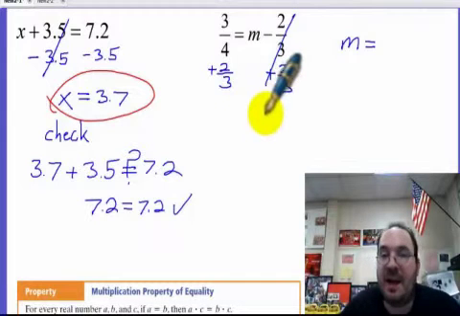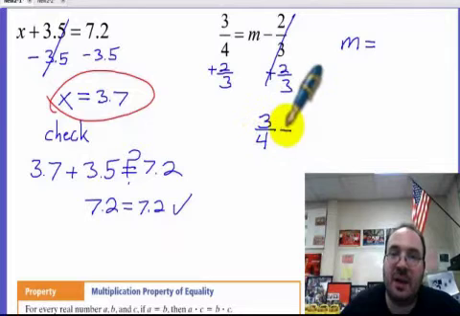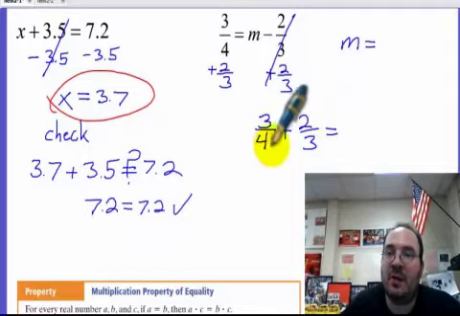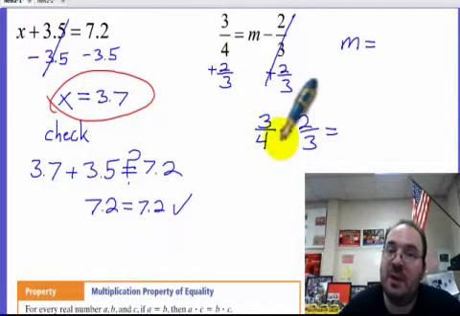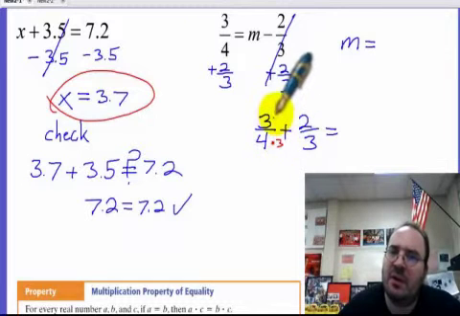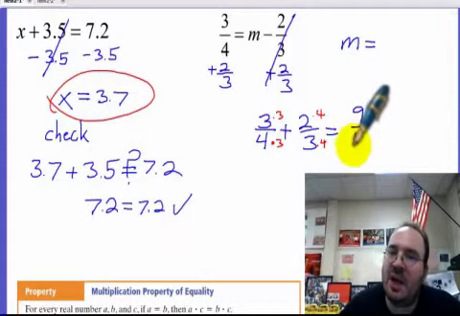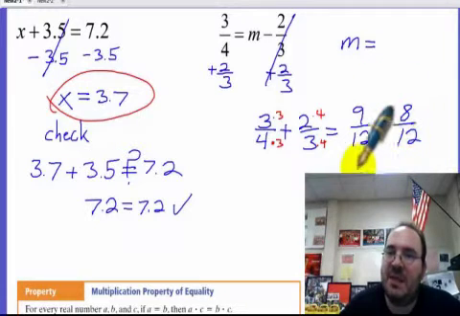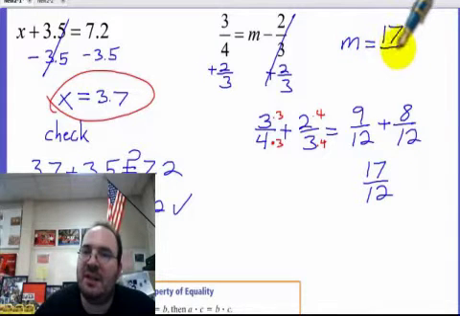Now, we can do this by finding a common denominator. I would like to do that. So 3/4 plus 2/3. Common denominator, well, I can change both a 4 and a 3 into what? What's the smallest number? I think a 12. So I'll change them both into 12s. So when I do that, I get 9/12 plus 8/12, and that equals 17/12. So my answer is 17/12.